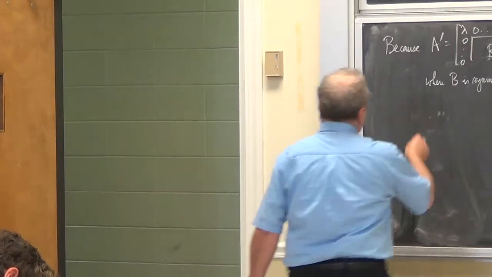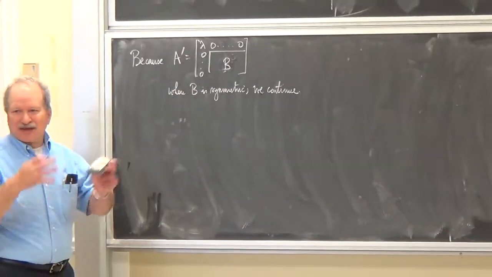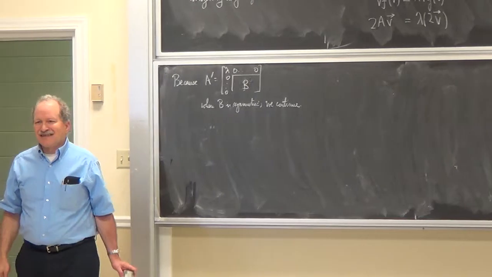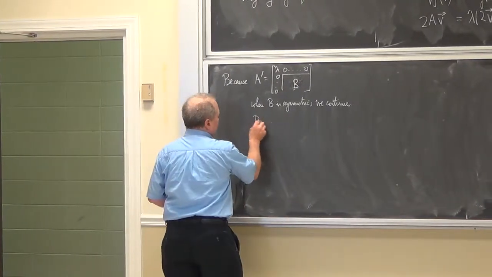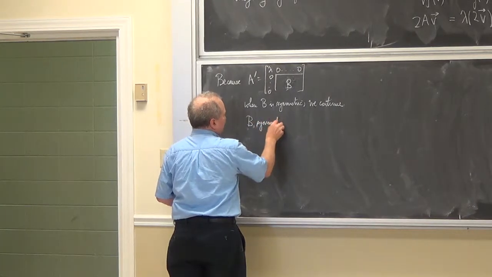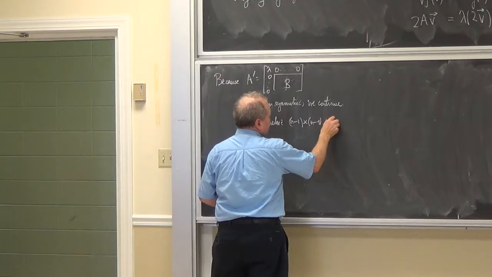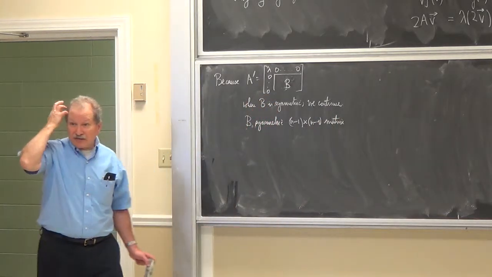Why is it necessary that B be symmetric? Because I can't continue unless I know I have a symmetric matrix and I apply the same process to it. If it were a random matrix, I'd be stuck. But because B is a symmetric n minus 1 by n minus 1 matrix, you can now continue and do the same thing.